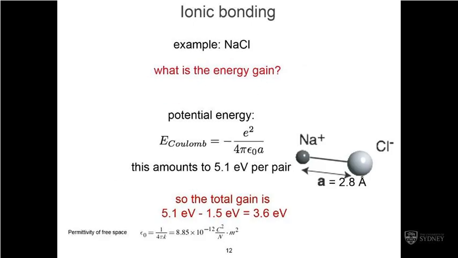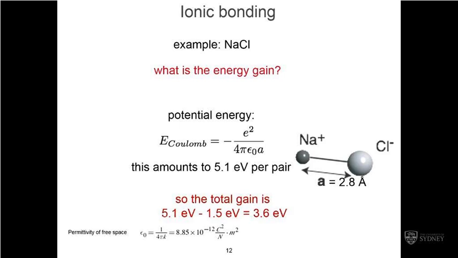So, okay, now we've created our ions. We've got the sodium plus and we've got the chlorine minus, and that's cost us, what was it, 1.5 eV per pair. But we get a huge energy gain, right? And so we can estimate that energy gain by calculating the Coulomb energy, minus e squared over 4 pi epsilon 0 a, where a is the lattice constant separating them.